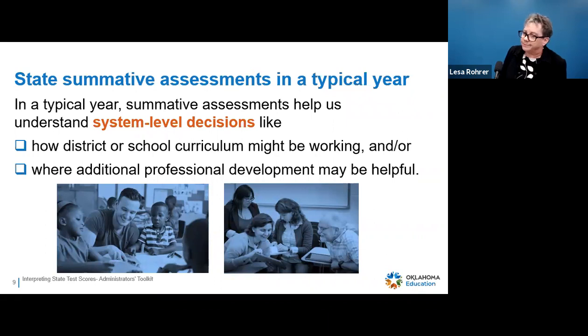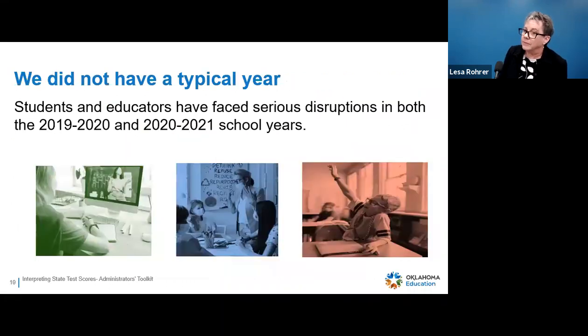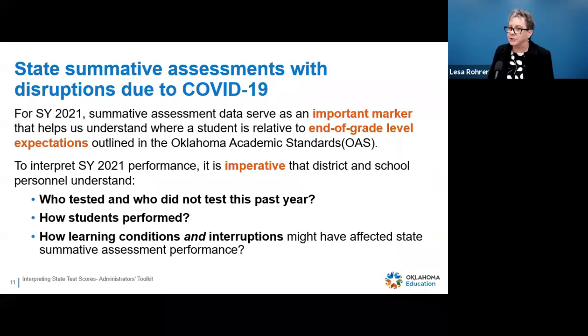In a typical year, summative assessments help us understand and inform system level decisions, like how district or school curriculum might be working and where additional professional help may be helpful. It's no surprise to you, we didn't have a typical year. Students and educators faced serious disruptions in both 2019-20 and 2021. We went from in-class to online, back to in-class. So we have to really think about the context of those learning experiences that our students have.